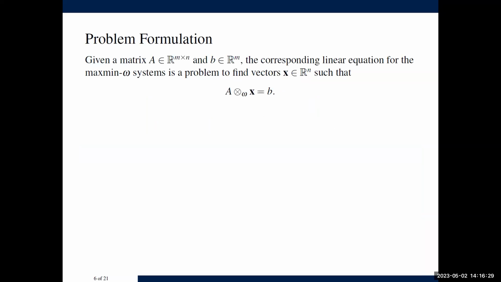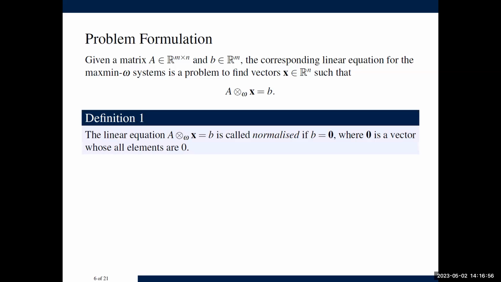Okay, now for the problem formulations. Classic, we have matrix A and we have vector B on the right hand side. We want to know what is X such that AX equals B, classic in linear algebra. Now we have the modification in the operation. We have maximum and minimum, but we take the omega here as the threshold.